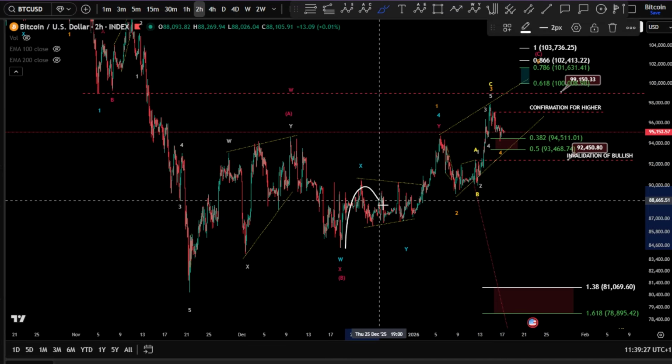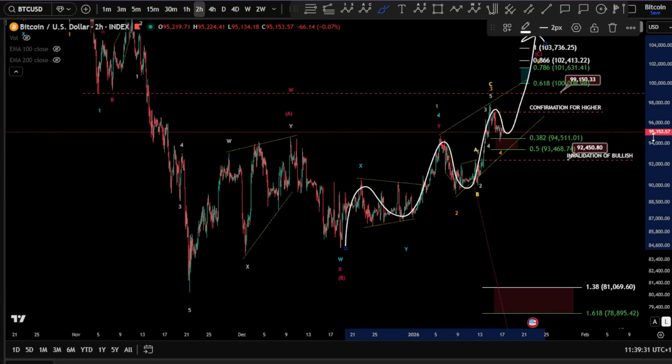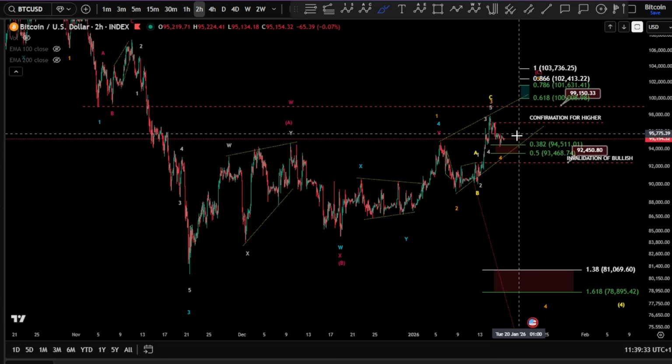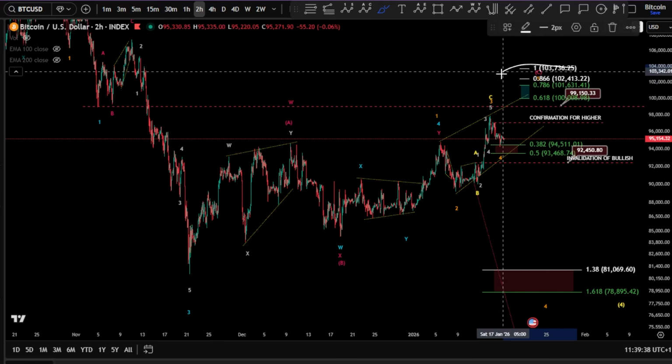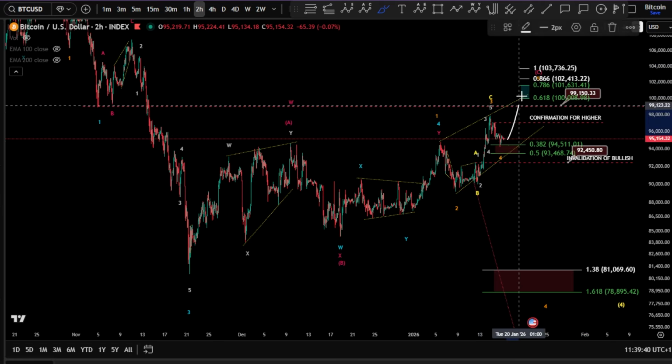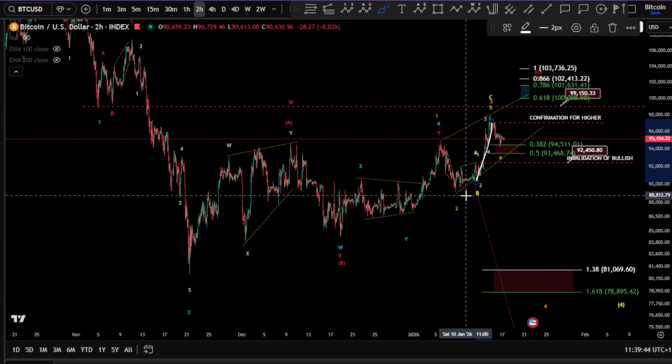It can be, of course, a 1-2 and another 1-2 and another 1-2 here, and then we push a massive wave 3 toward the upside. A signal for this is the 100K and the 103K, because you want to see, of course, the price overshooting here the 1-to-1 fib level as a diagonal.